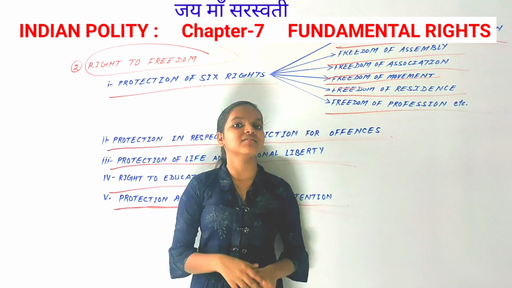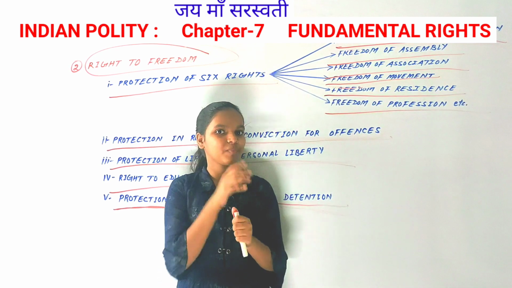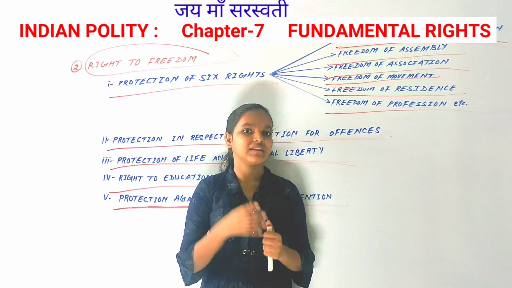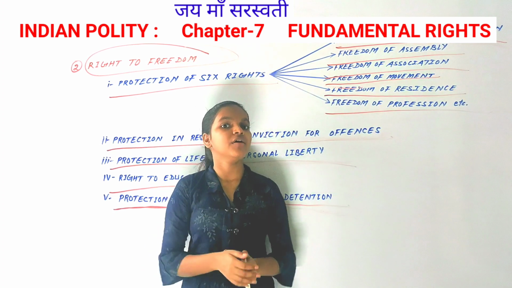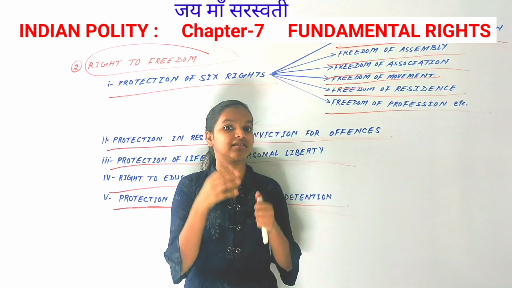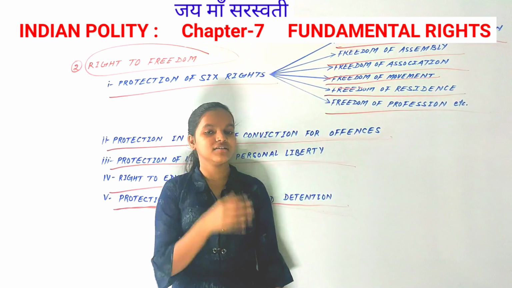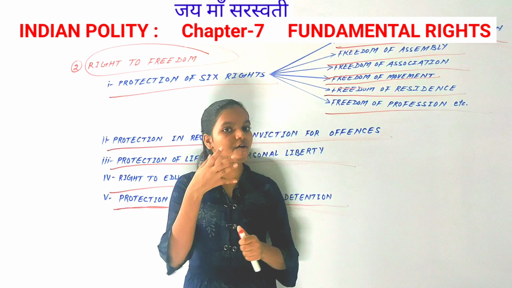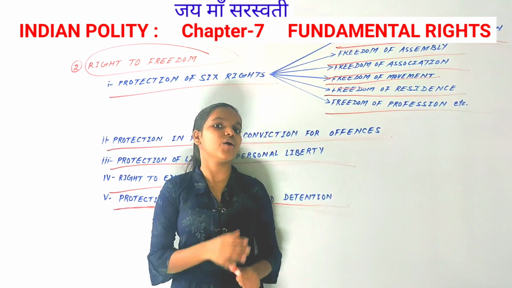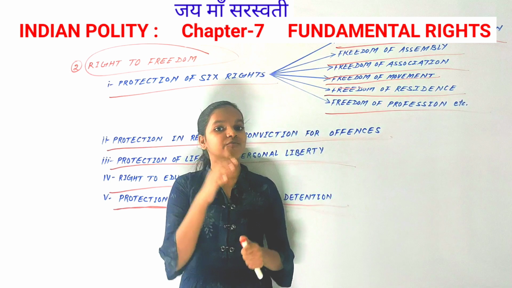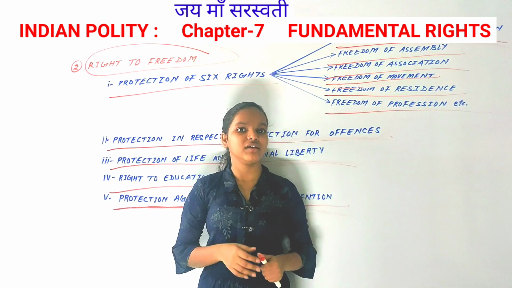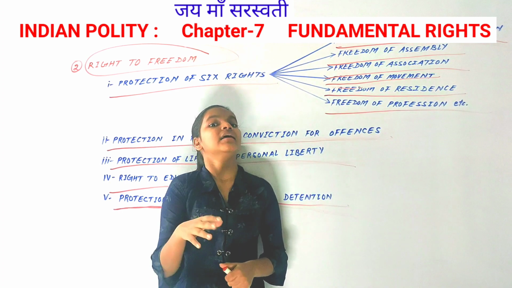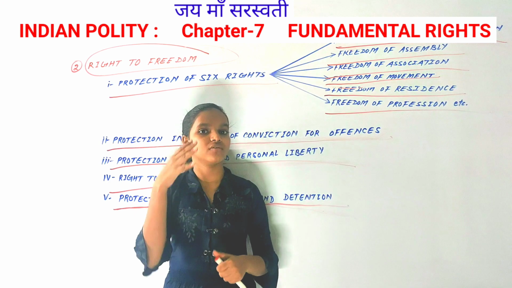Detention according to ordinary laws is covered in the first part of Article 22. According to it, if you are detaining a person, you have to tell him why he is being arrested, because the police force cannot arrest any person for no reason. And second, within 24 hours, the police have to present the arrested person before a magistrate.